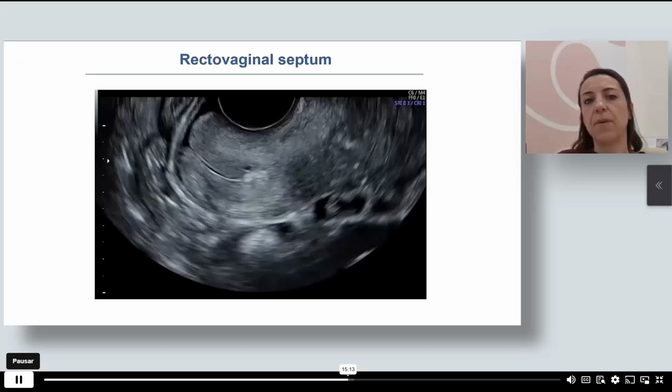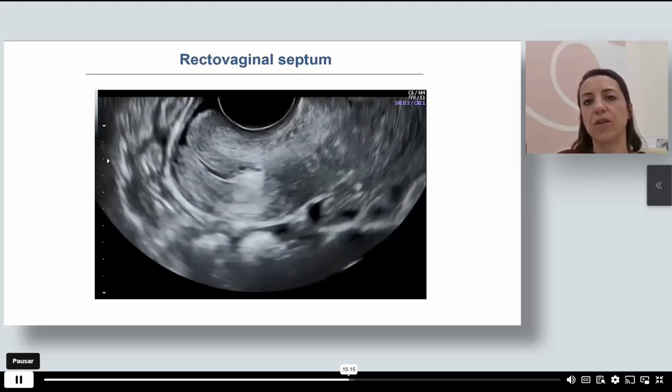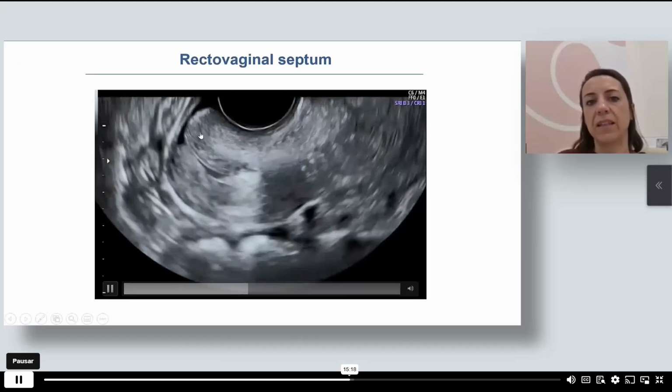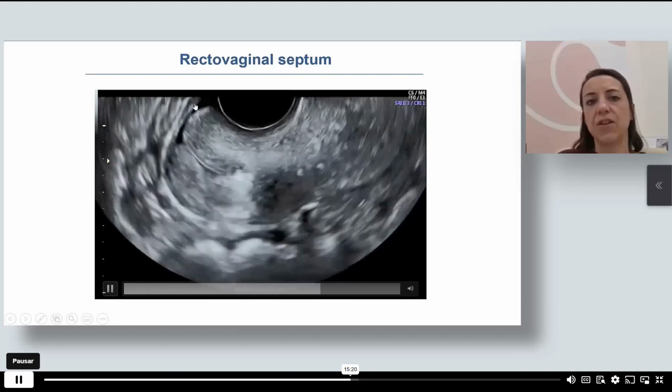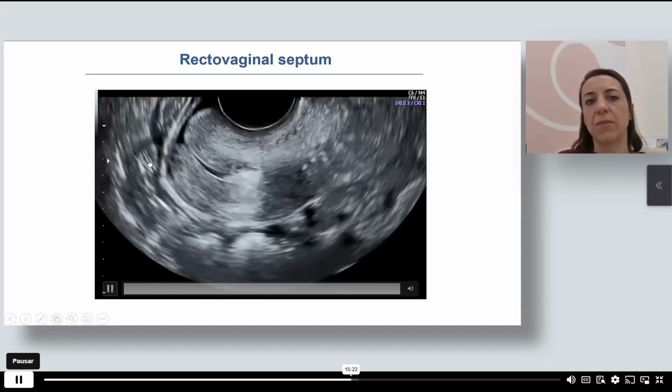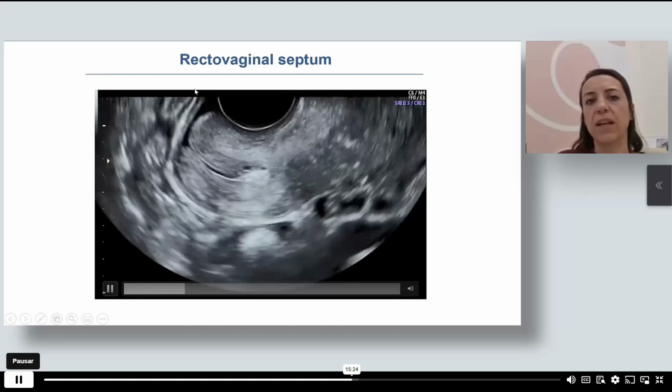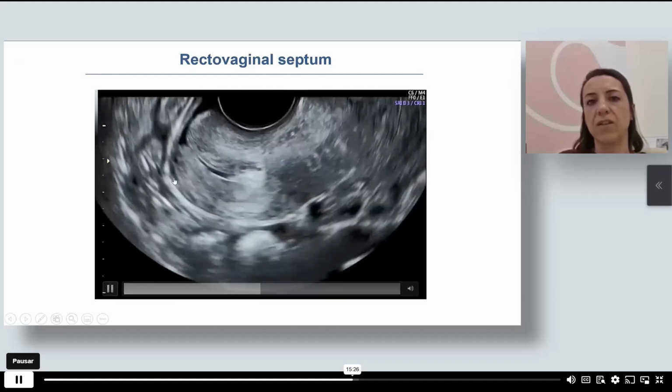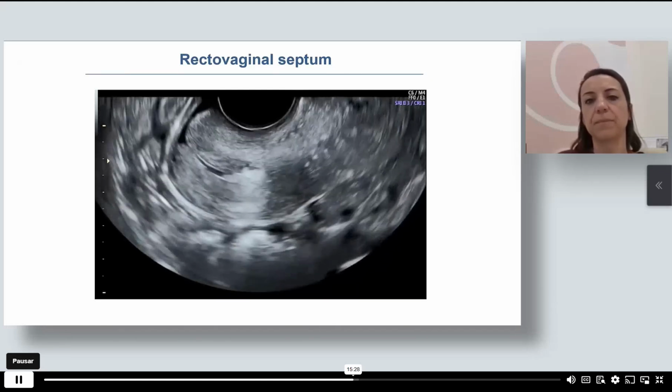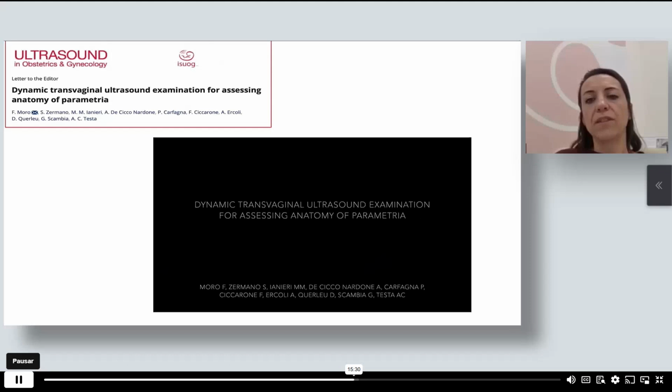This is an example of how to assess the recto-vaginal septum. Again, this is the cervix, this is the vaginal wall, this is the rectum, and here we can assess the recto-vaginal septum. We have summarized this methodology in a video.